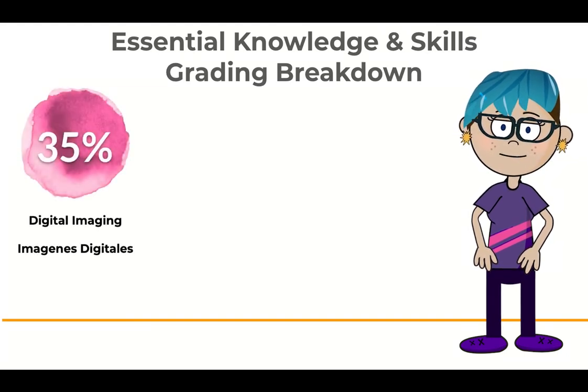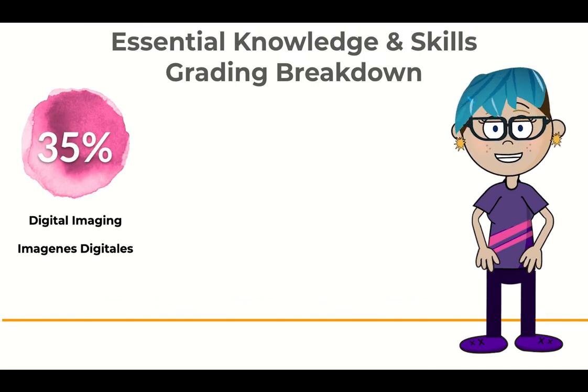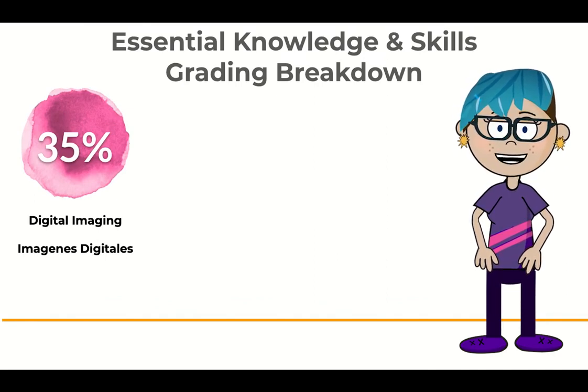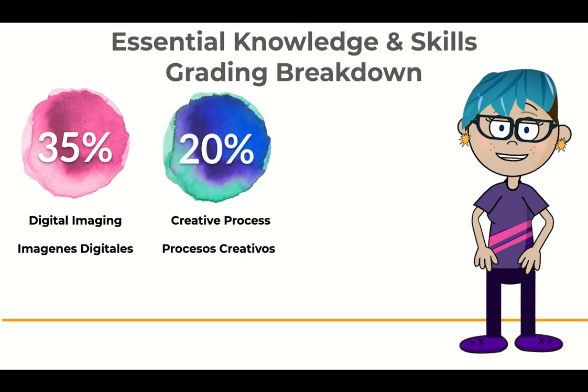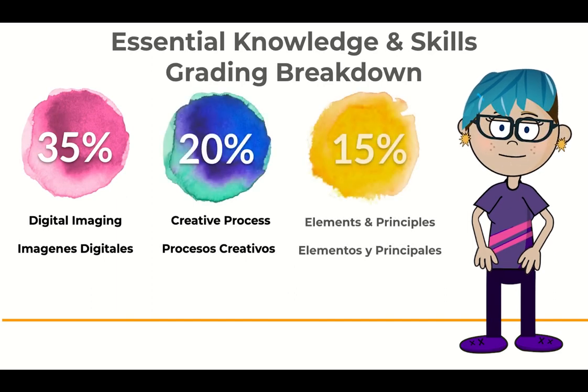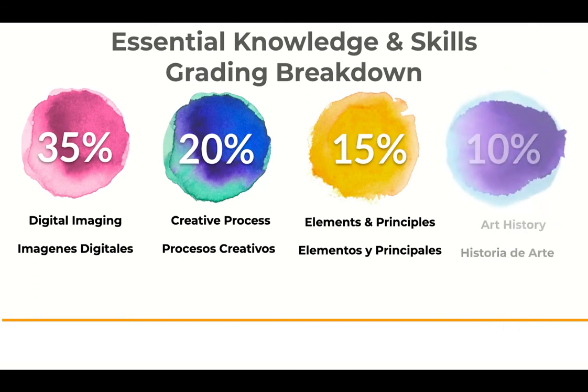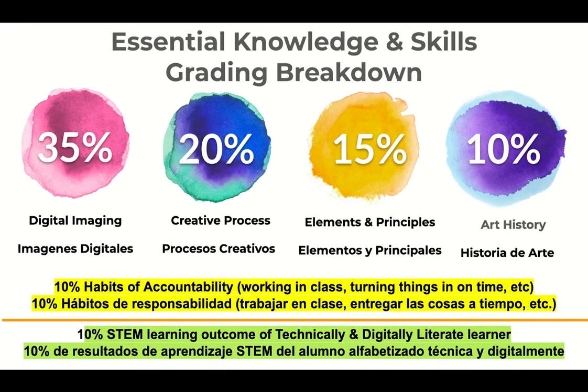In my class, 35% of their grade comes from their digital imaging projects, 20% from creative process, 15% from knowing and applying the elements and principles, and 10% for art history. We also have 2 other categories: habits of accountability, so there's 10% of that, and 10% for the STEM learning outcome of technically and digitally literate learner. That's always a fun one to say.